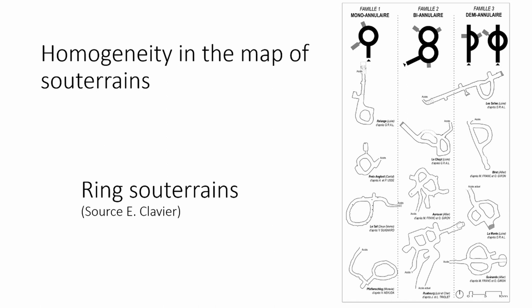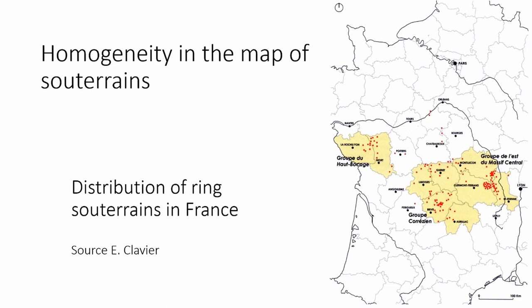In the same way, we have those ring souterrains, and we have found some similarities. It's very clear we have a lot of them, but we find them in a lot of parts of France. We have them here in the central massif, in the central part of France, but we also have some in Corrèze, some in Vendée. How are these trends? We don't understand these trends. How do we find them there?